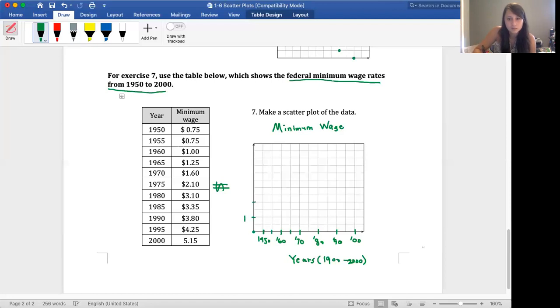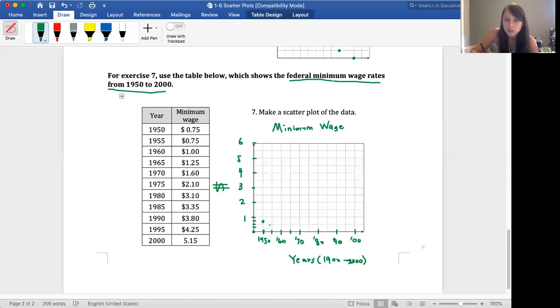1, 2, 3, 4, 5. And then because my biggest value is 5.15, it's bigger than 5, so I'm going to leave some room where I can go from above 5 here. So I'm going to go up to 6. Now I'm going to plot my graph. So 1950, I'm at 0.75, which means I probably am at 3/4 of this section. So it's going to be like right here.